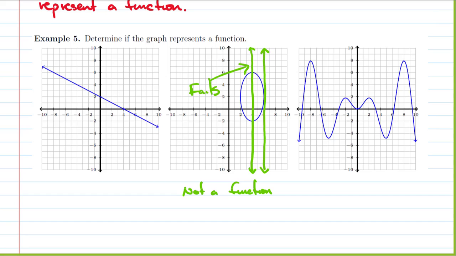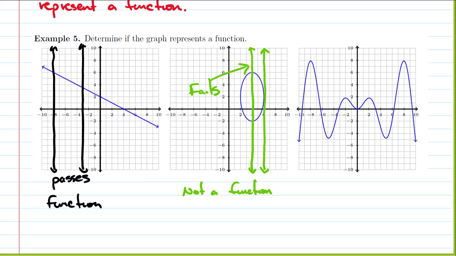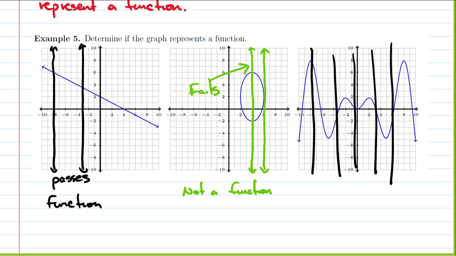So if we now go back to the one on the left, no matter where I were to draw a vertical line, every vertical line that's possible, if I kept drawing them, it would never touch the picture of that graph more than once. So this one passes, and it is a function. Similarly, for our last one, no matter where I draw a vertical line, it would touch the graph only once. So that is also a function.